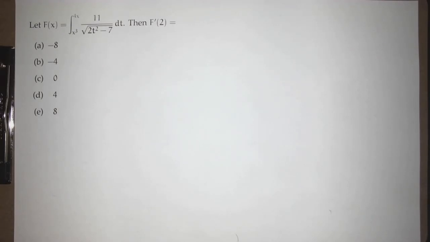Okay, so we have a warm-up. We have the function. It's the integral from x cubed to 4x of 11 over the square root of 2t squared minus 7 dt. And we're asked to find f prime of 2. We have some options: -8, -4, 0, 4, and 8. What's the answer?